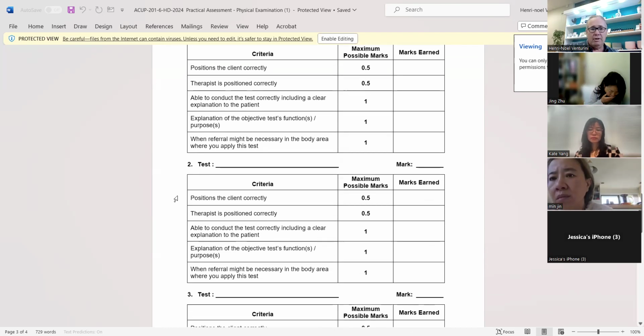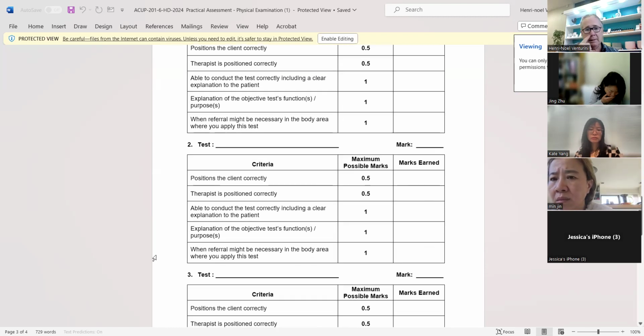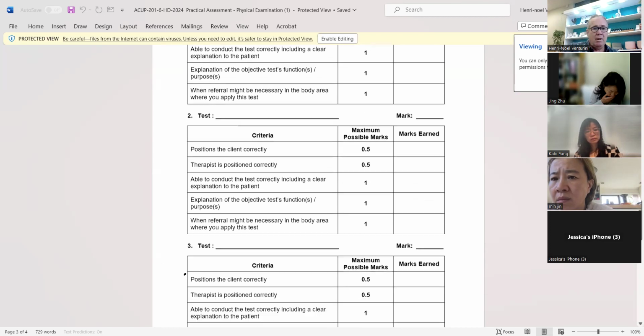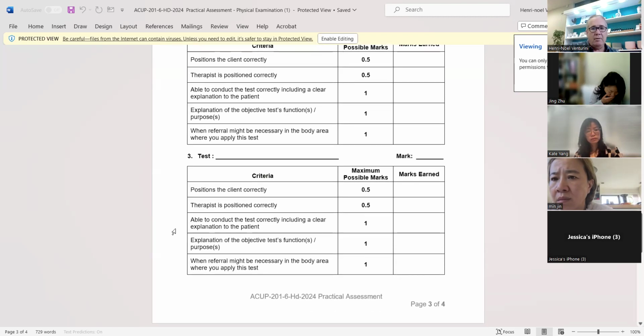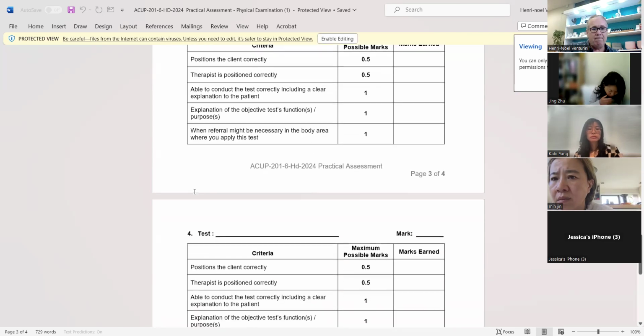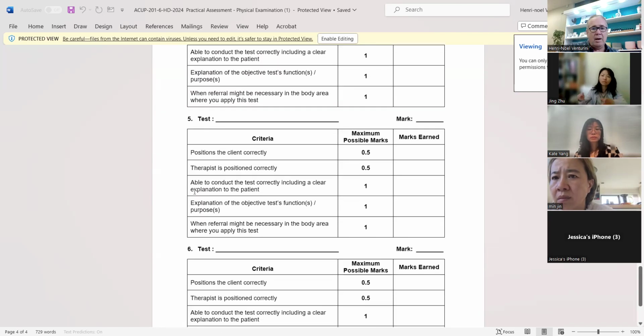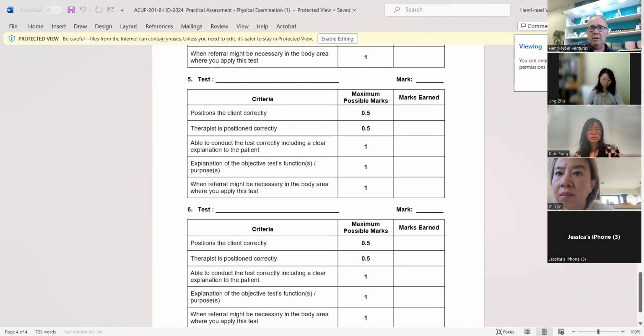Position the client correctly for the test. The therapist is positioned correctly. Able to conduct the test correctly. Explanation of the objective test and functions. When referral might be necessary in the body that you are applying the test. Okay. And test 3. So it just goes on. And that's how the marks are given.